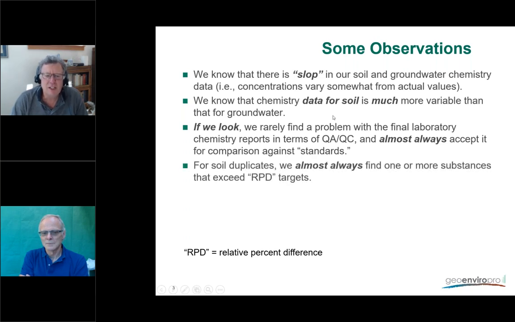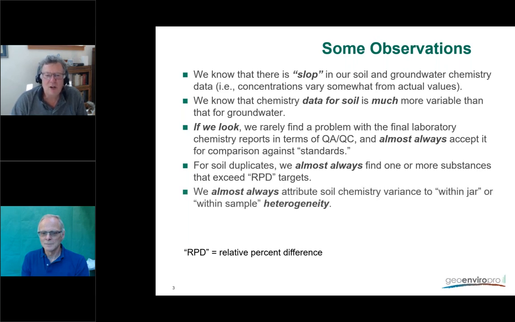Another observation, for soil duplicates, which are what we do in the field and which are the focus of today's talk: we almost always find one or more substances in our soil dupes that exceed our RPD targets. RPD, as you see, is relative percent difference. Most of the time we're pretty good, but soil always has a problem. And do we care about it? Well, we almost always attribute soil chemistry variance to what we call within-jar or within-sample heterogeneity. And that's, in a sense, why we justify not worrying about it.